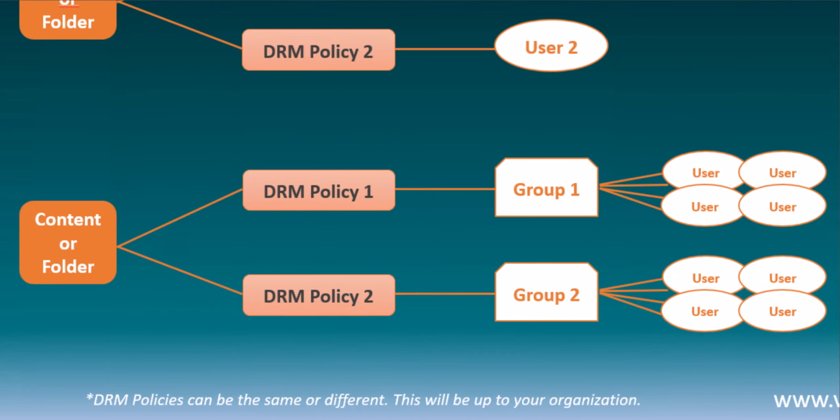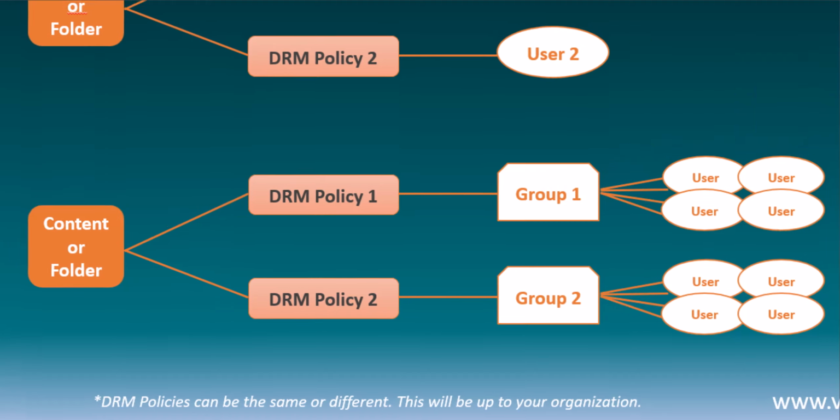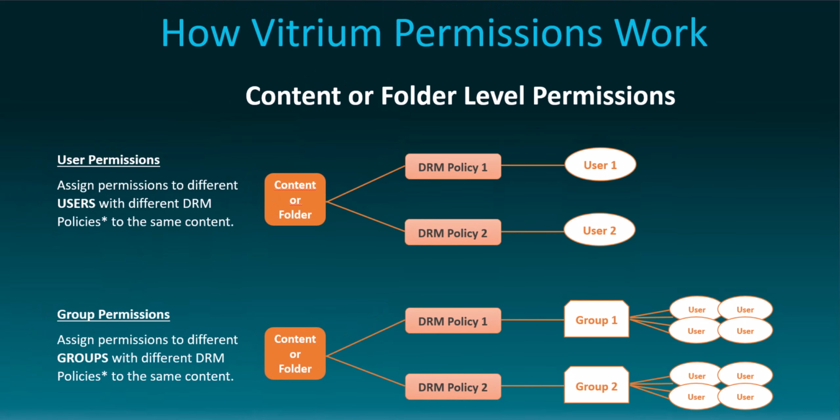In the diagram below, we can see that we have a similar setup here, but instead of an individual user, we have group 1 and group 2. This means that any users that are added to group 1 or to group 2 will automatically have DRM policy 1 or 2 applied to them. The same goes for revoking access as well. When you remove a user from the group, they will no longer have access to content that group has permissions for.